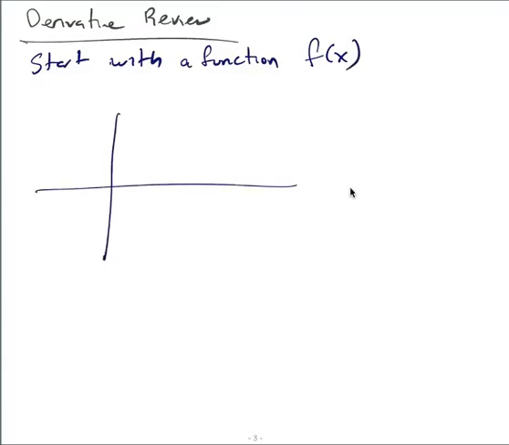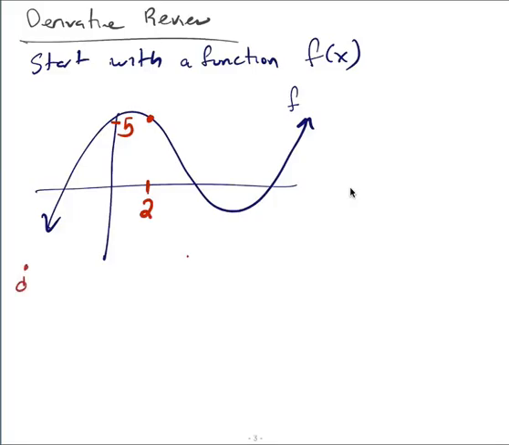Okay, so let's start with a function, all right? So we have a function, f of x, and let's just say that I'll just draw something right here. So this is just some function f, and okay, so let's say, for example, I pick a point here, maybe right there. So I'm just going to make up a number. I'm just going to say this is 2. Let's say this is 5.